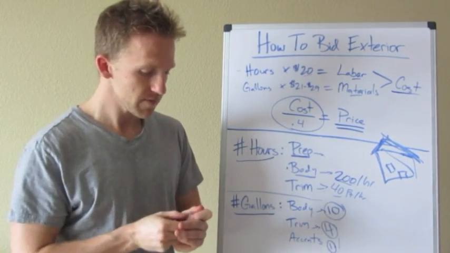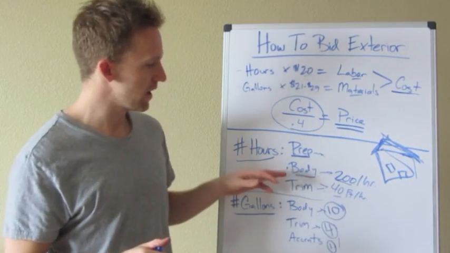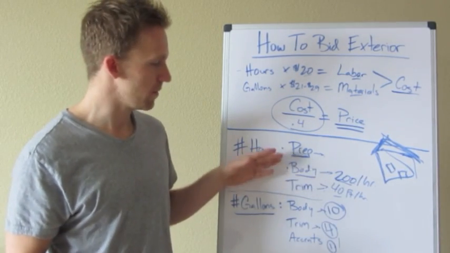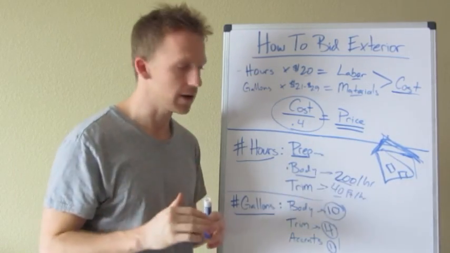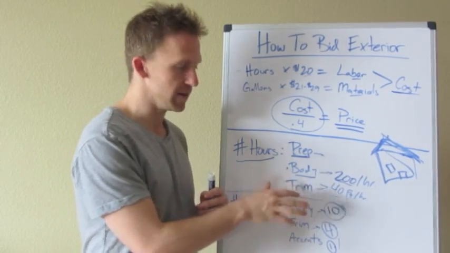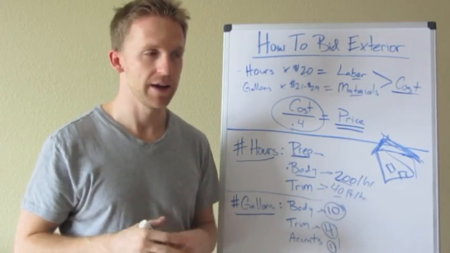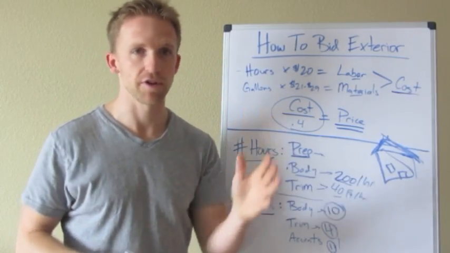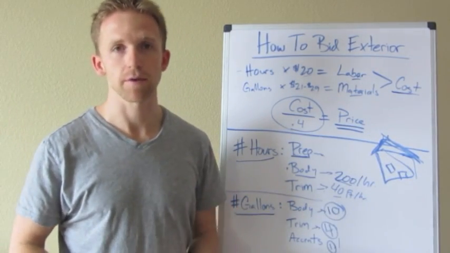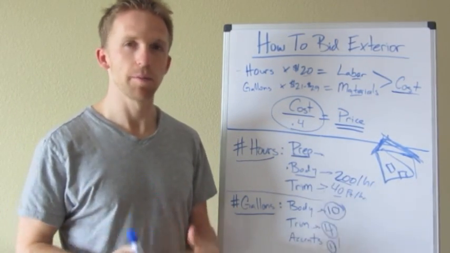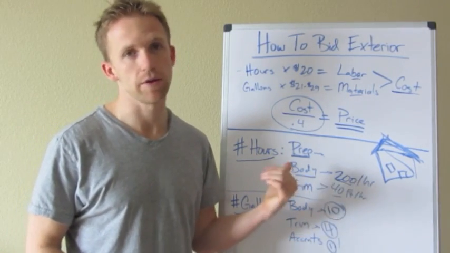A few other things I want to share with you about estimating exterior. I do have more specific standards than I just went through with you. So for prep work, I have about 5 different standards I use. For body, there's spraying or rolling. And then for trim, I actually break my trim down into fascia, other trim, window trim, door trim, garage trim, downspouts, that sort of thing.